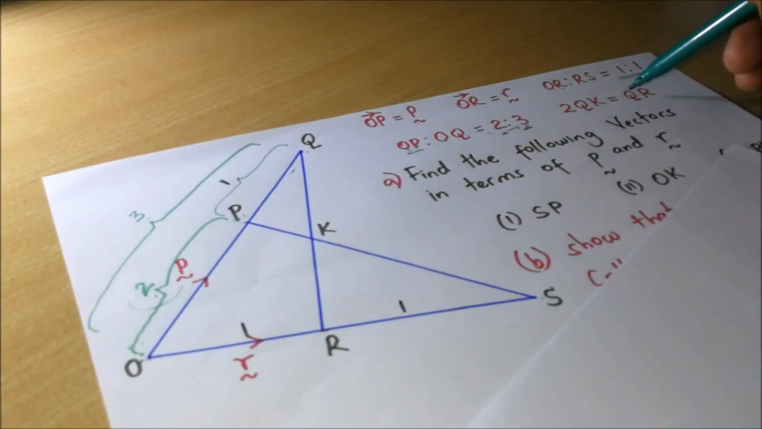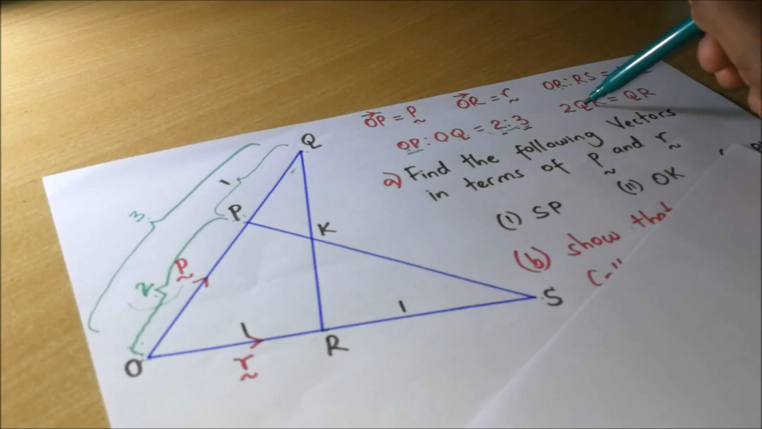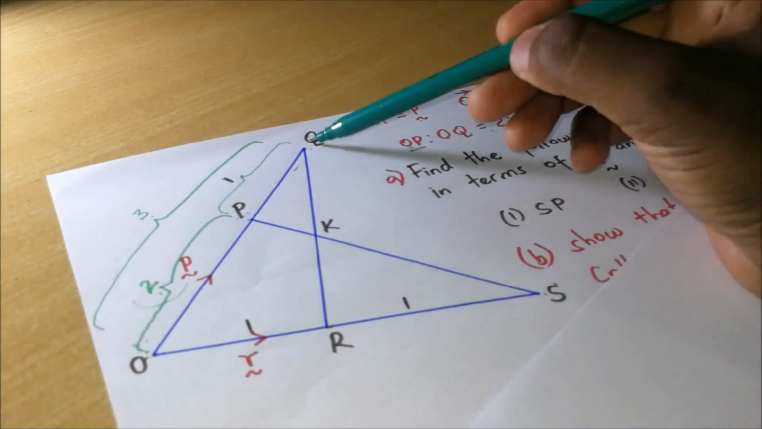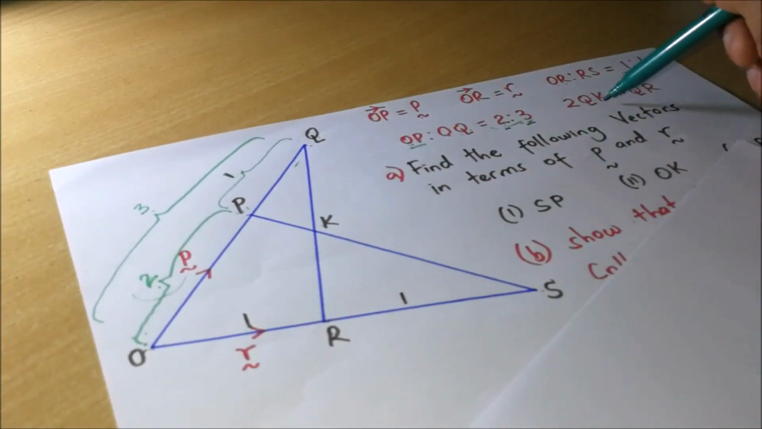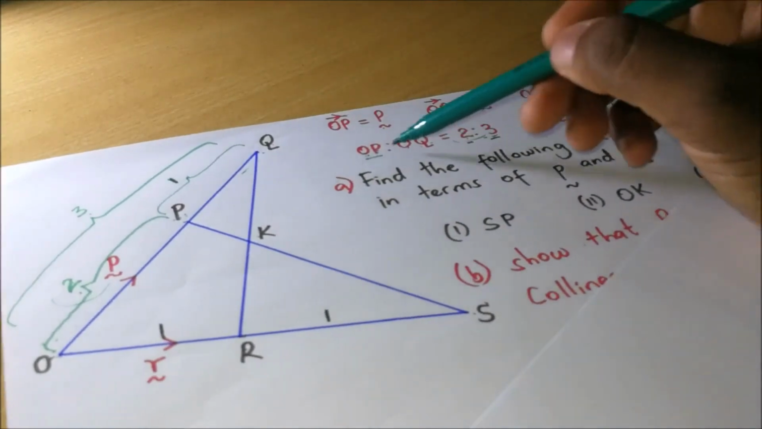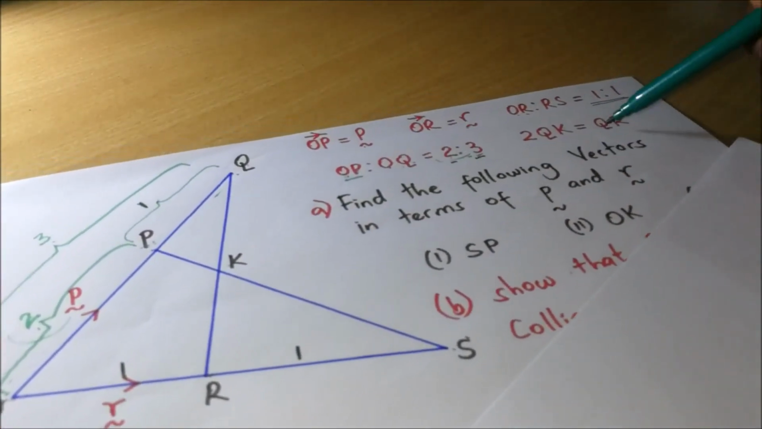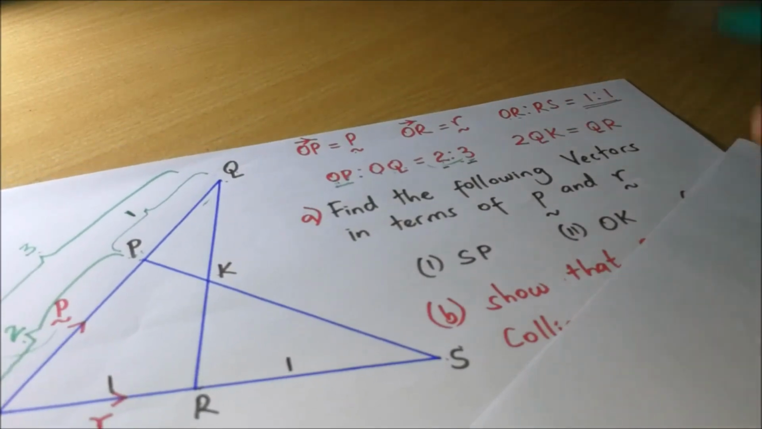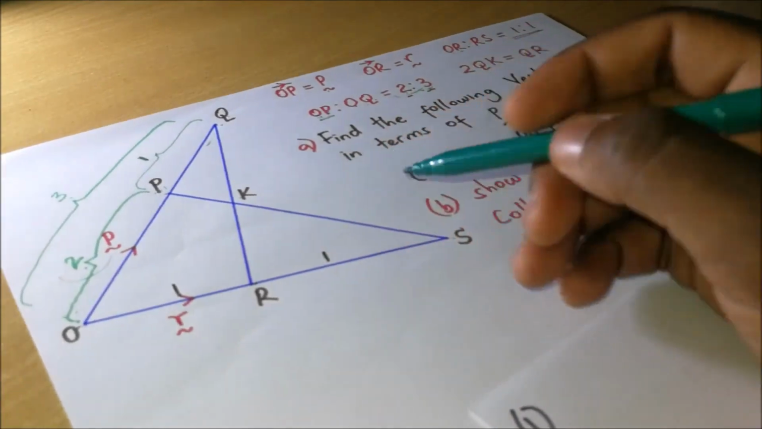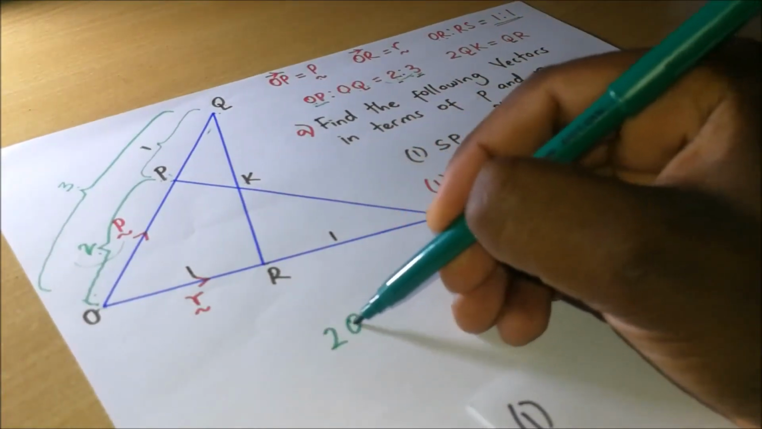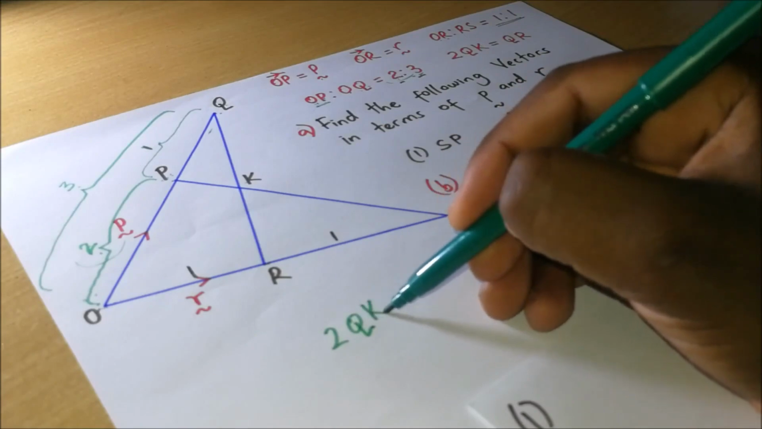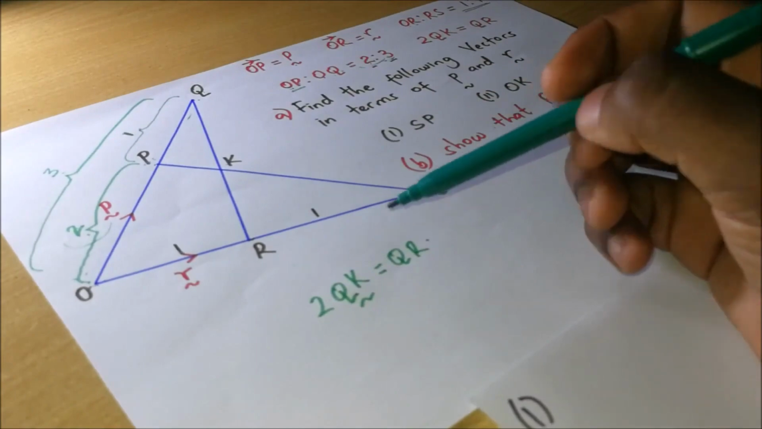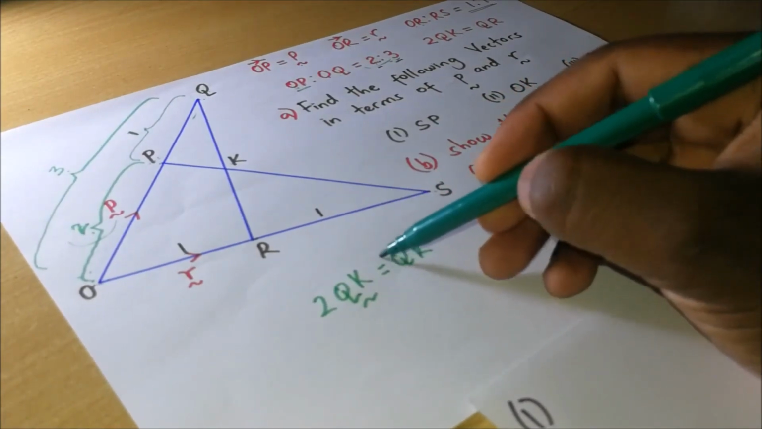Then we have 2QK is equal to QR. So we have QK right here, then QR. However, this one is not in ratio form. It's not been presented like these ones; it's been presented like this. So what we do here: 2QK is equal to QR. Again, for this QR, there's an invisible 1 here.